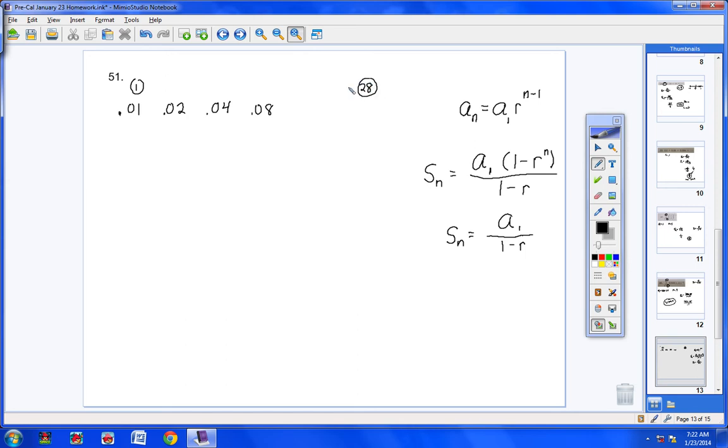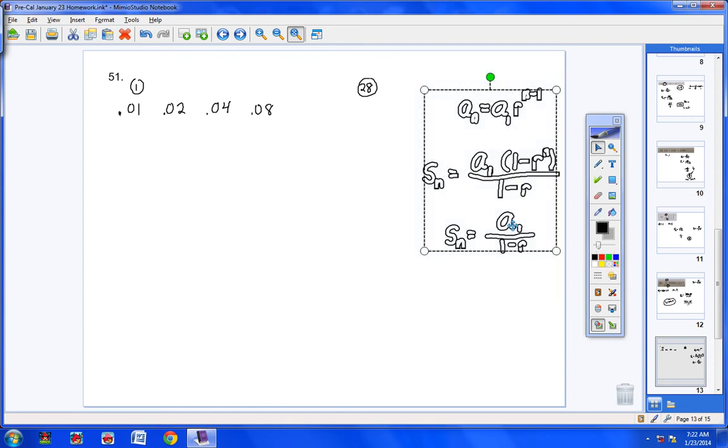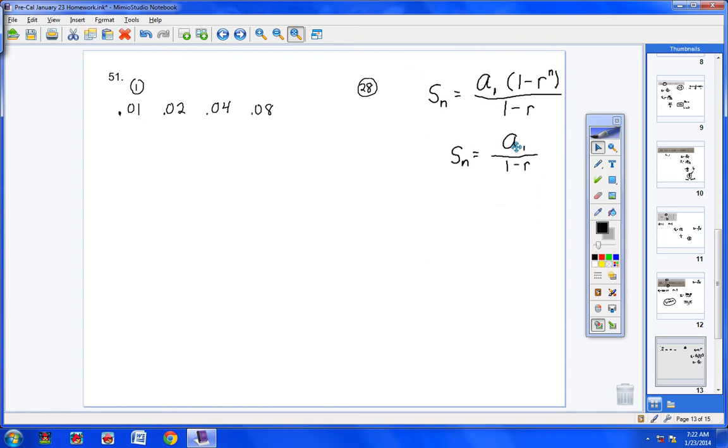So I have a question for you. We're trying to add up 28 terms. Do we know how many terms we're adding up? Well, yes, we do. We know we're adding up 28 terms. So since we know that, we want to use the sum formula for a geometric series in which you know the number of terms. And that's this formula right here.